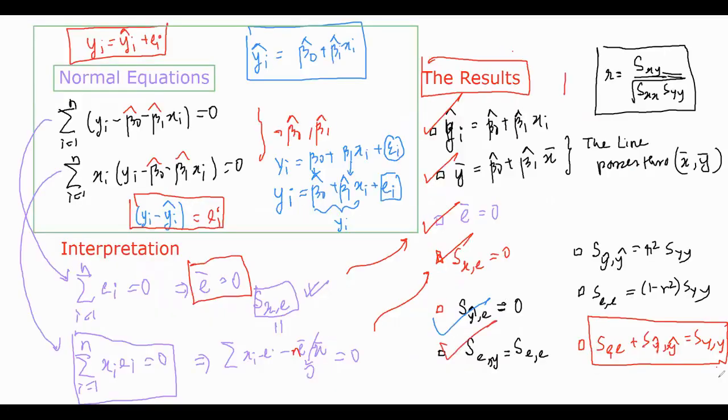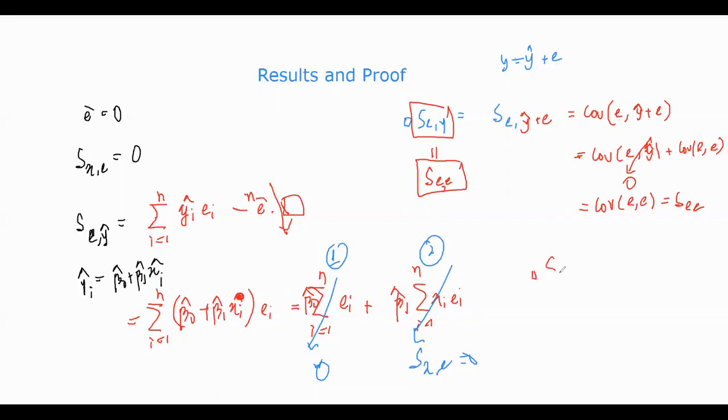Now comes the third result: S of y hat is equal to 1 minus r square times S of yy, and S of e is r square times S of yy. I will not explain the proof of this, but I will explain the geometrical idea behind why it is true. We will see in the next video that r square is less than or equal to 1 and greater than or equal to 0.